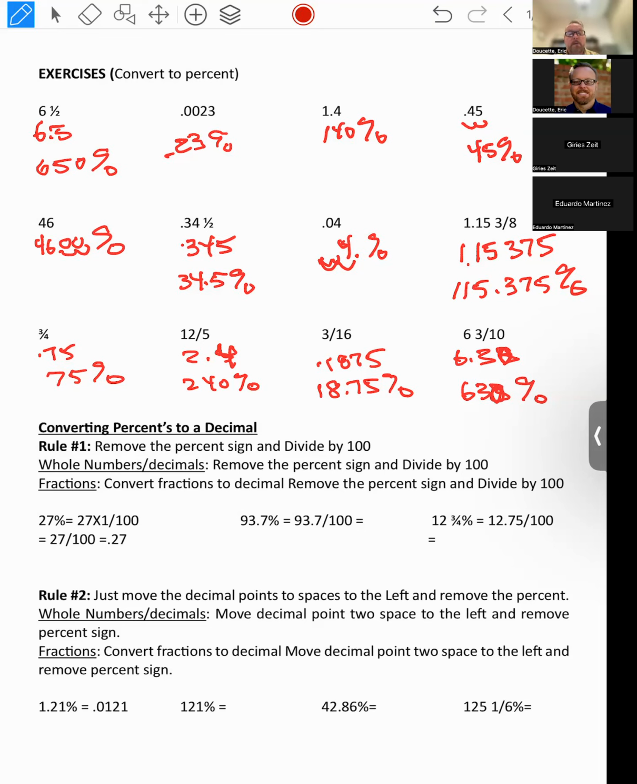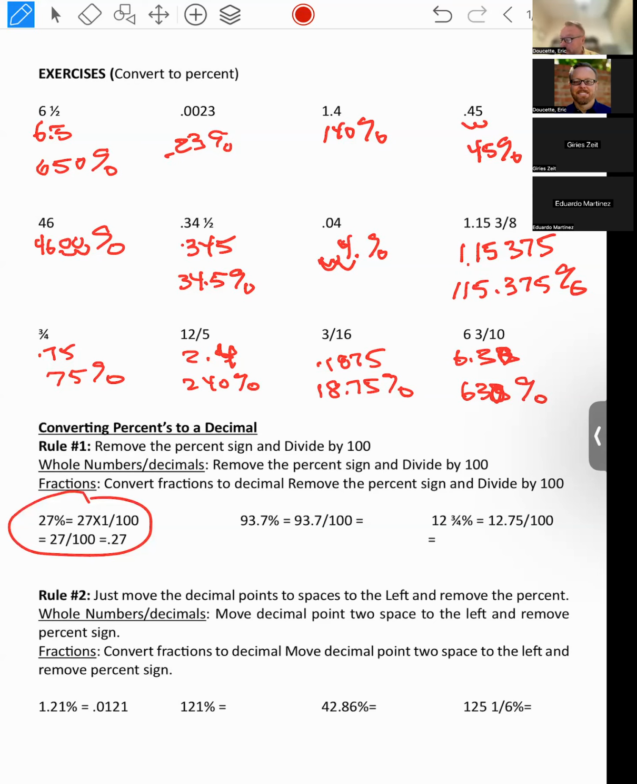All right, so I'm going to move on then to converting percents to decimals. And again, you can do it mathematically. In this case, rather than multiplying your percent by 100, you would divide your percent by 100 and remove the percent sign. So for instance, in the first example here, 27% converted to a decimal would be the same as 27 over 100. If you divide that, it would be 0.27. So all we did was remove the percent sign and move the decimal point 2 spaces to the left.